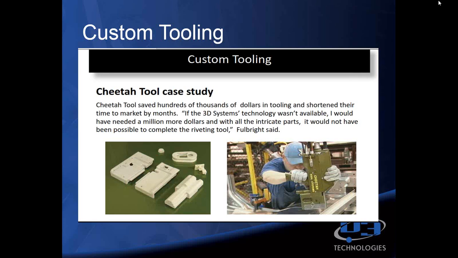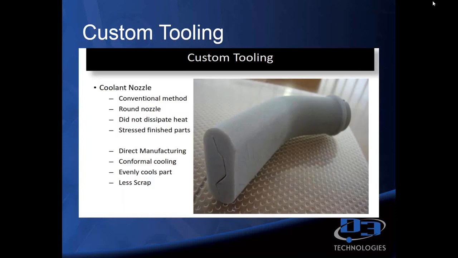Another example, a fillet nozzle. In the conventional way, it was a round nozzle. It really didn't dissipate heat, and it had stress-finished parts. Whereas with additive manufacturing, it could handle the cooling, so it evenly cooled those parts. And of course, there was a lot less scrap involved with that, right?